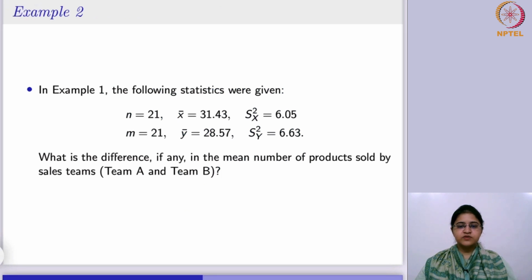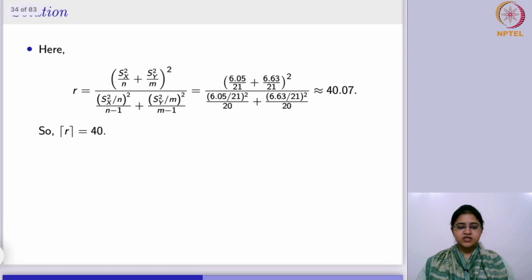If you consider the same example, we were given the following statistics. The sample sizes were given, and sample means and sample variances for both of the two samples were given to us. Now the question is, what is the difference, if any, in the mean number of products sold by the two sales teams? So in this case, we need to calculate r first. So r would be approximately 40. We are just substituting the values in the formula that you know. We know Sx square, Sy square, n and m. You just substitute these values and you would get the value of r.